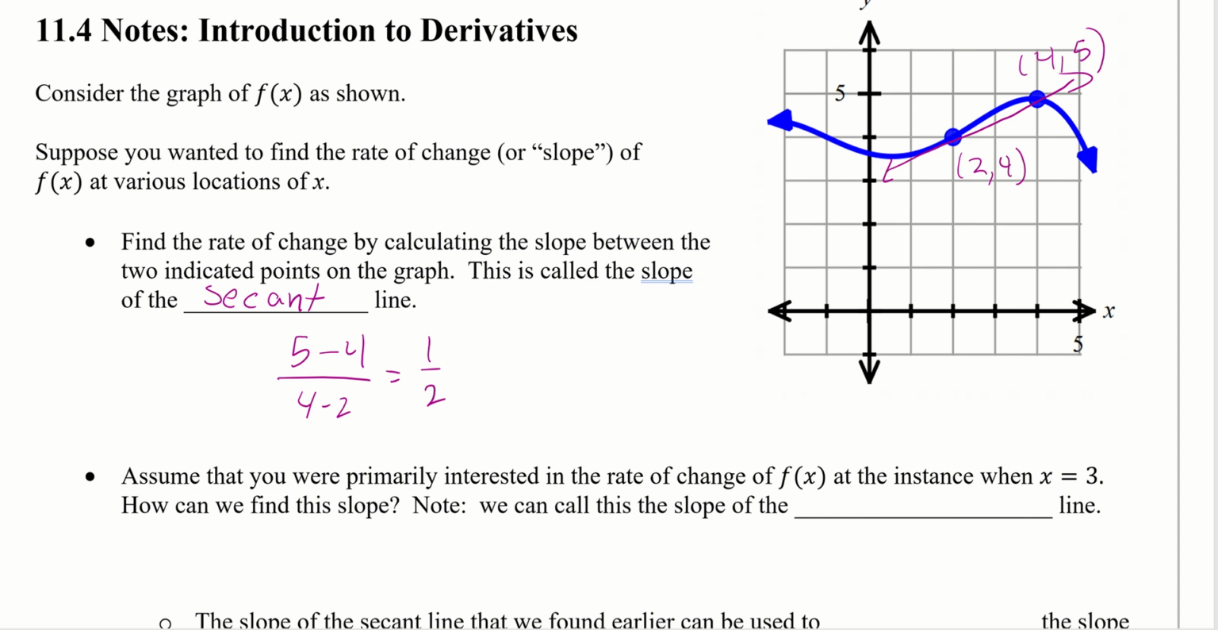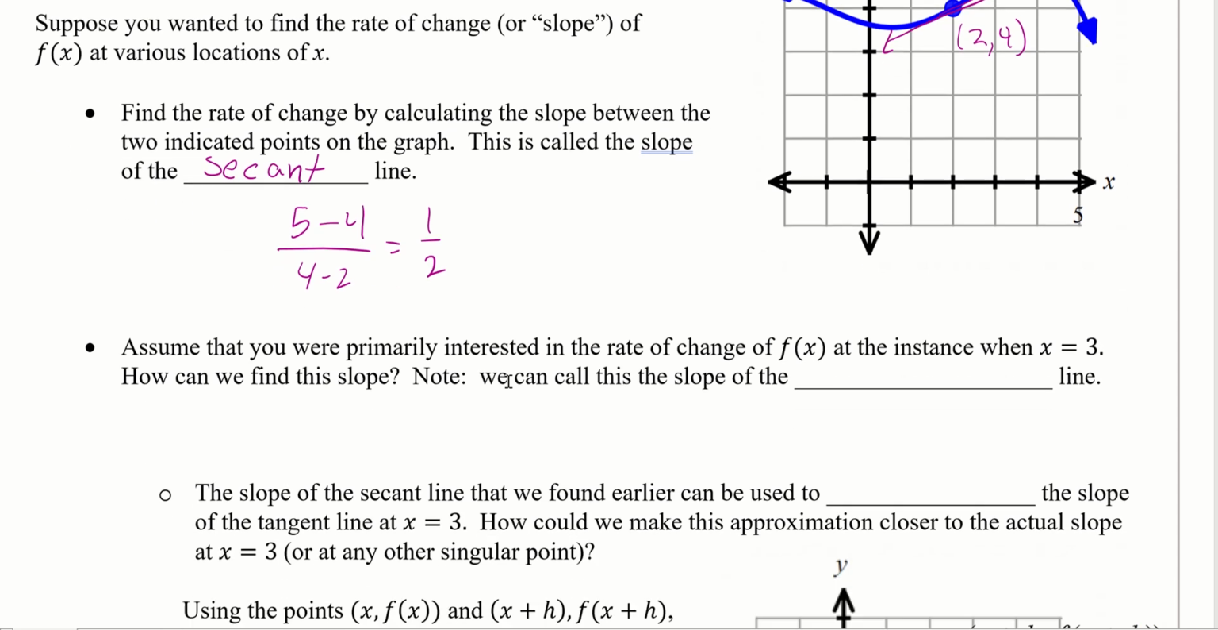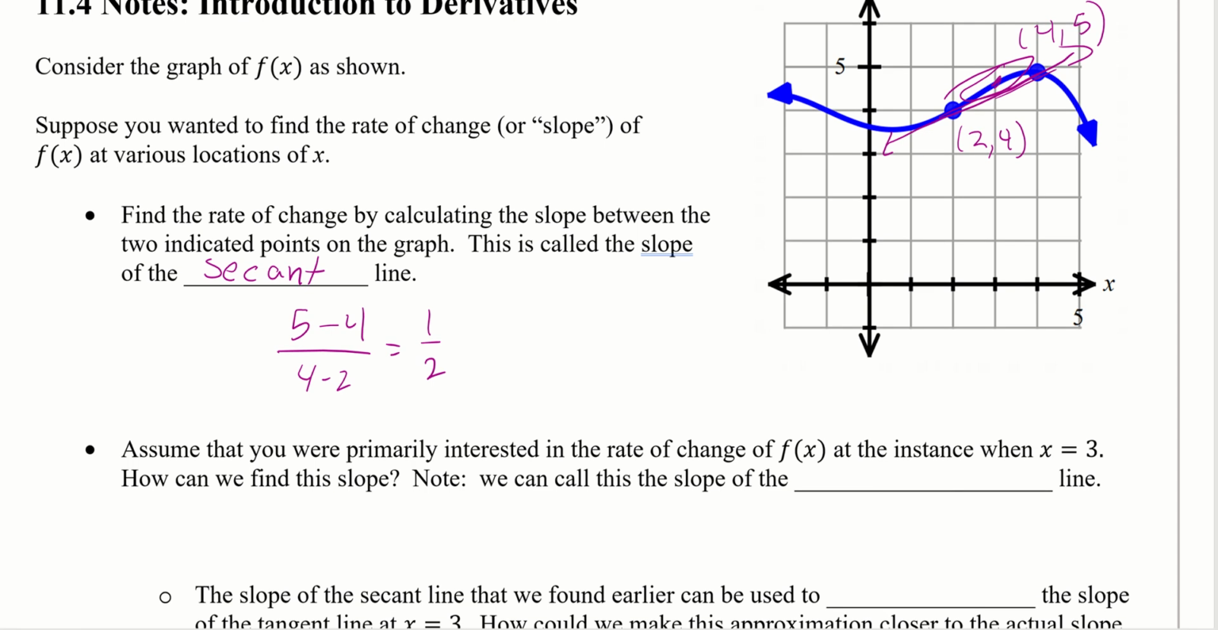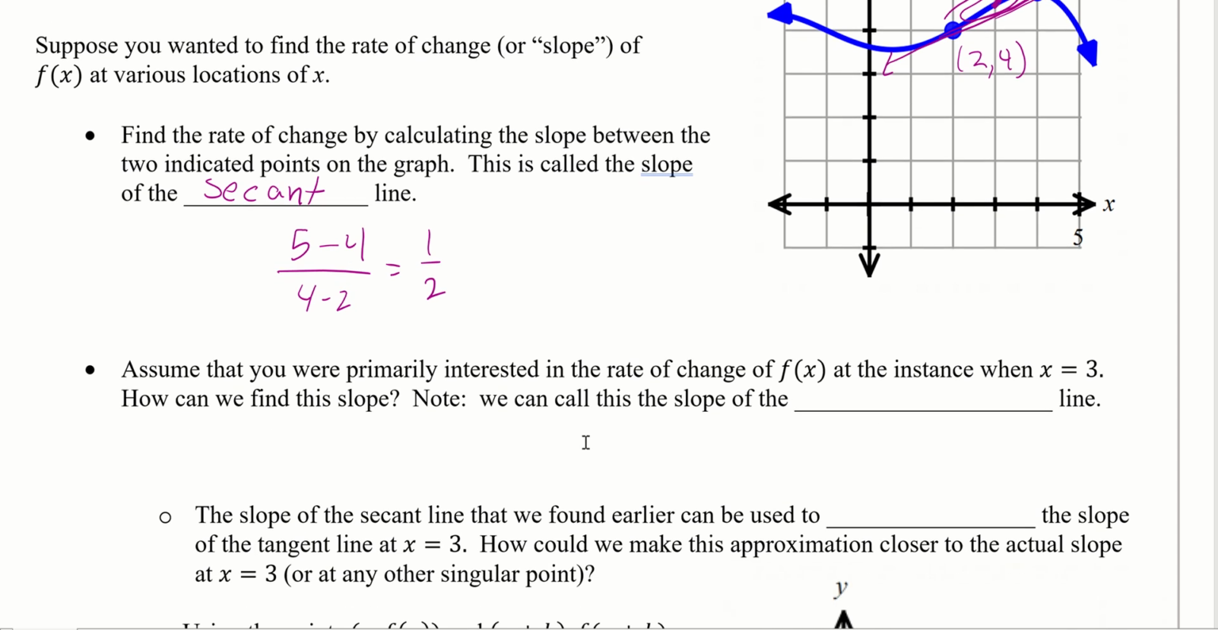But if you notice, there's a lot going on right here besides just a straight line. And so we need to dive more into that. So it says, assume that you were primarily interested in the rate of change of f of x at the instant when x is equal to 3. How can we find the slope? Okay, so unfortunately, if I choose 3, I don't really know, right? We don't have a straight line, we have a curve going on there, and so we need to do something different. So we can call this the slope of the tangent line.